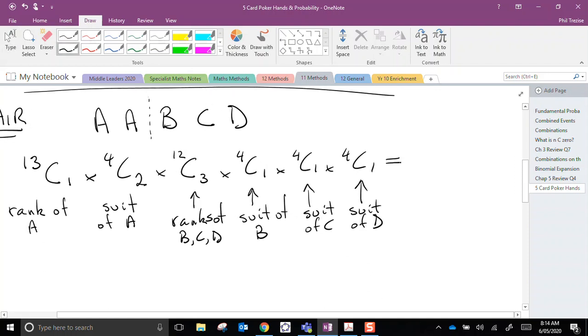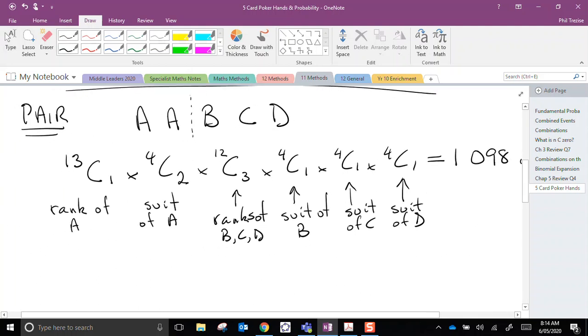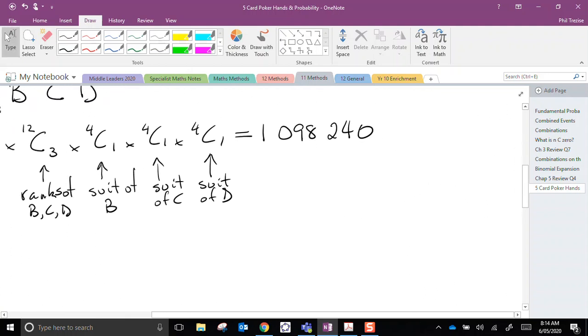So there's quite a bit of complexity involved in just getting a pair of cards. Now, when you plug all of that into your calculator and crunch the numbers, this comes to the rather impressive total of 1,098,240. And that would be the number of ways, let's just make a note, that's the number of ways to get one pair.